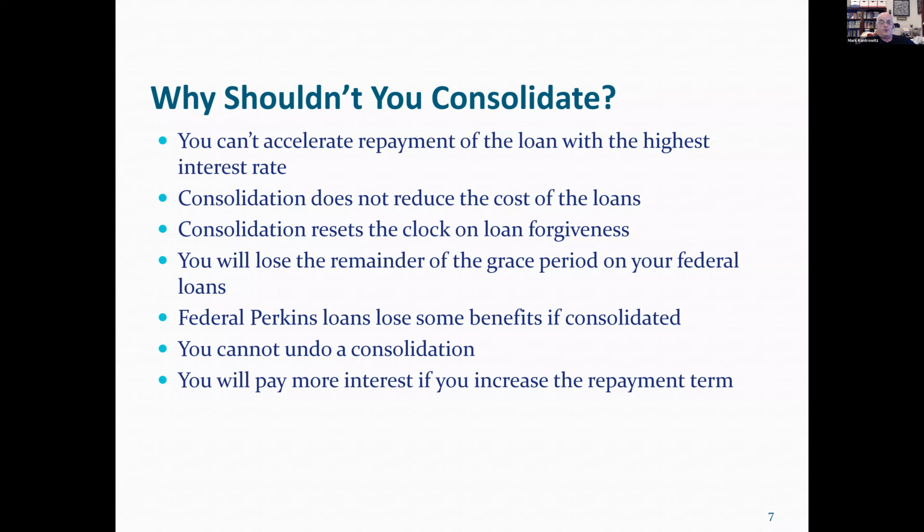Now, federal Perkins loans, if you include them in a federal direct consolidation loan, you're going to lose all of the superior benefits of the Perkins loan. In particular, there's a 9-month grace period on the Perkins loan. You lose that.